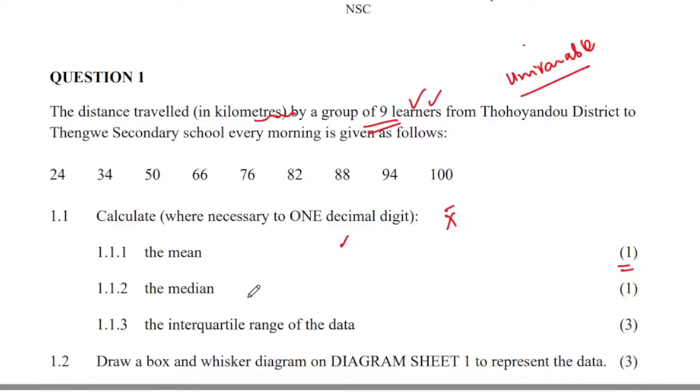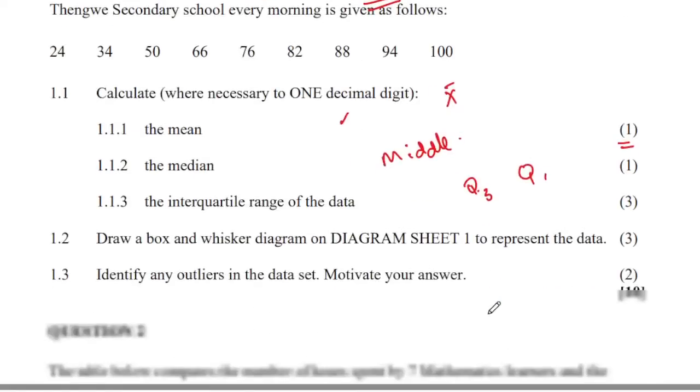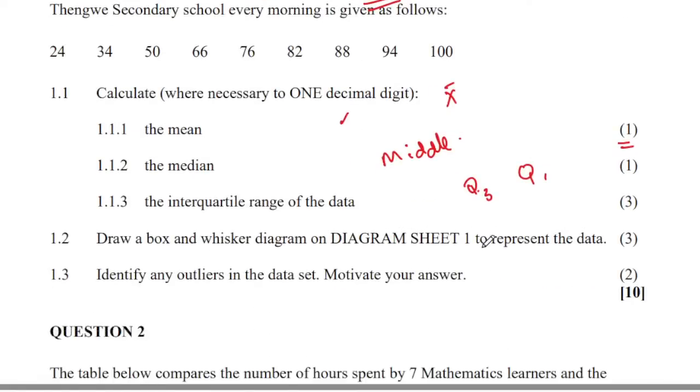Then the median. Remember, the median is the middle number, okay? This middle number can be obtained after the data is arranged in order, which is already done. Since it is 9 learners, the middle number will be the median. If there are 2 numbers in the middle, get the average of those 2 numbers. Then they want the interquartile range, so you need the Q3 as well as the Q1, and then get the difference between those values.